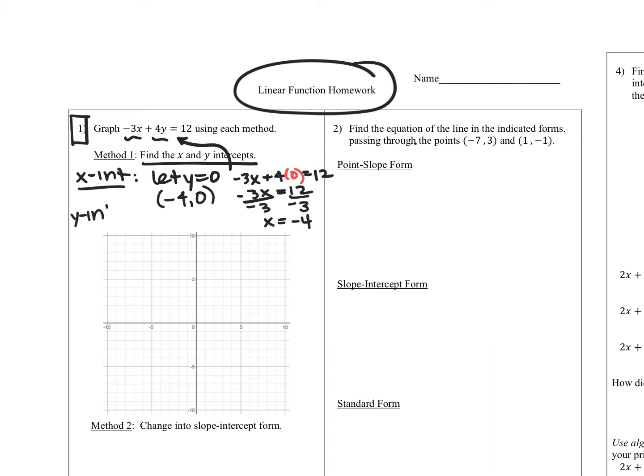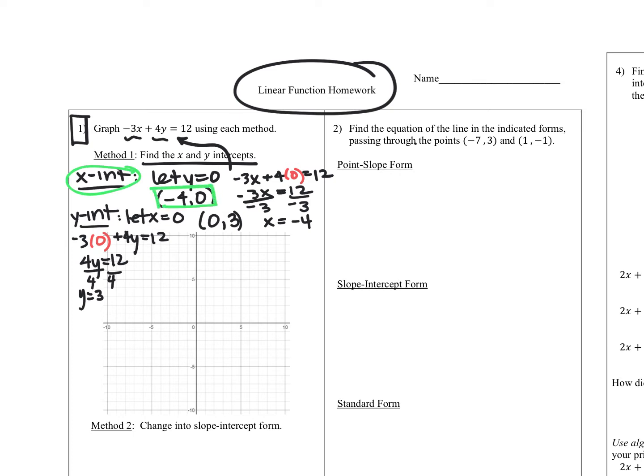Similarly, for the y-intercept, we're going to let x equal 0, because we're not moving left or right, we're staying on the y-axis. So if x is 0, we're going to have negative 3 times the 0 this time, plus 4y equals 12. This is going to be 4y equals 12. Divide both sides by 4. We get y equals 3. So again, 0 for x, 3 for y. That is my y-intercept.